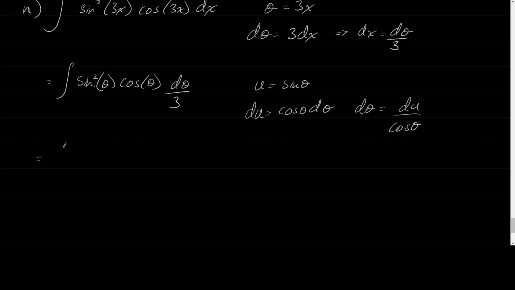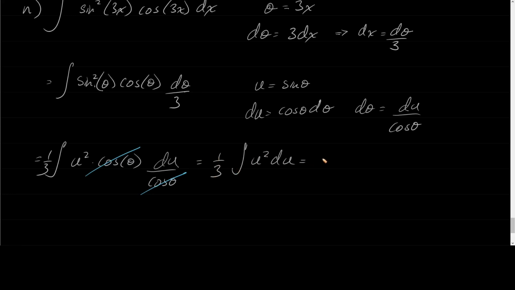This gives us the integral of sine, that was u, so I have u squared times cosine theta. This 1/3, I'm going to put it on the outside, and this d theta was du over cosine theta. At that point, we see the cosine thetas cancel each other out, so we end up with just 1/3 times the integral of u squared du, and that would just be 1/3 times u cubed over 3, right? Add 1 to the exponent, divide by the new exponent, plus c. And then 1/3 times 1/3, that's 1/9.